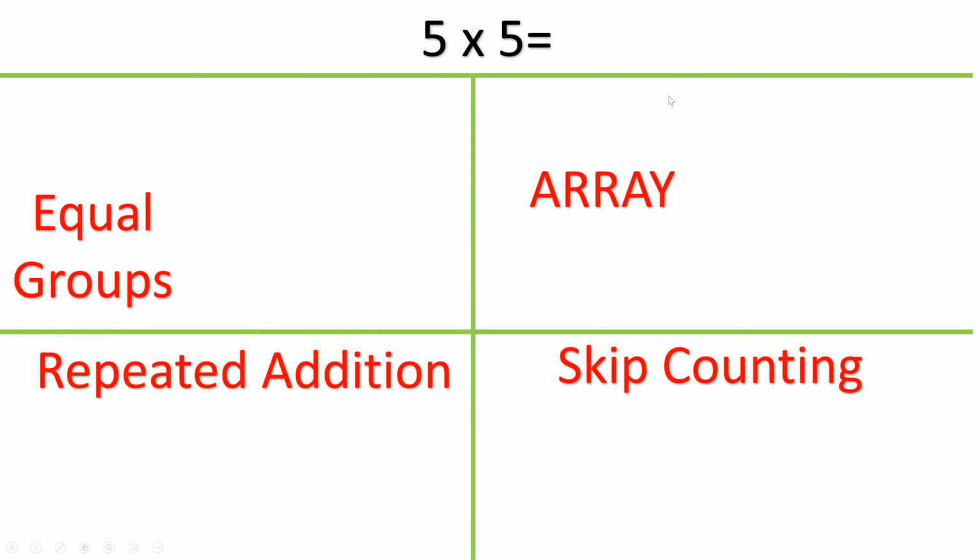Pause the video and solve the problems. Choose any one of the strategies you have been learning to multiply. It can be equal groups, array, repeated addition, or skip counting. I challenge you to skip count by 5 times.